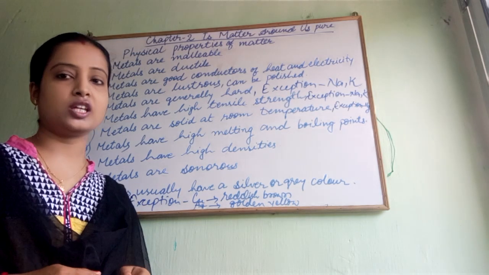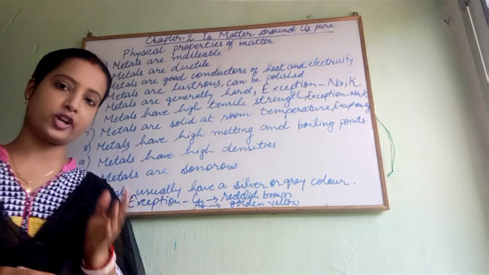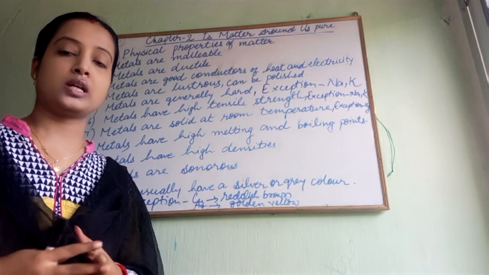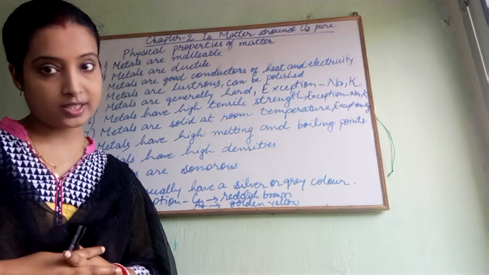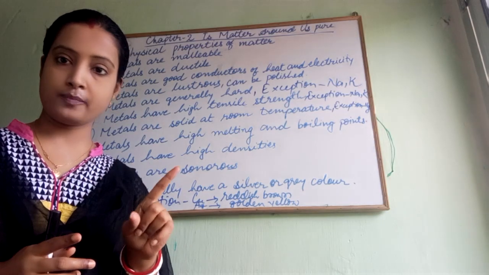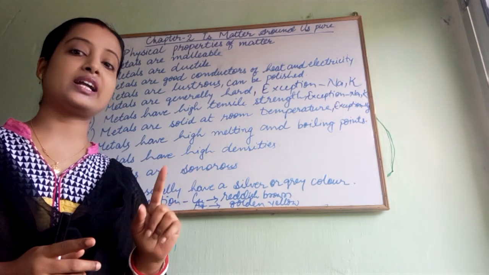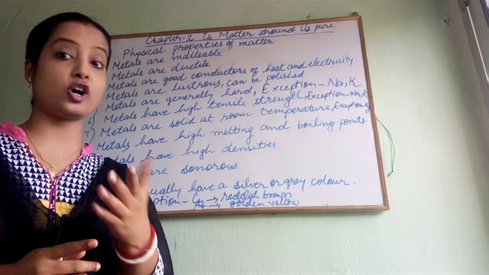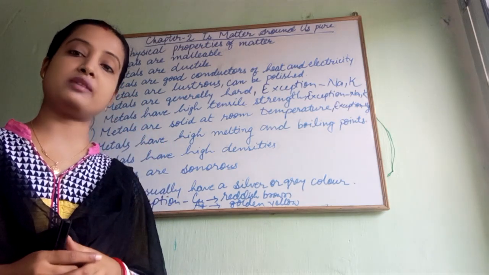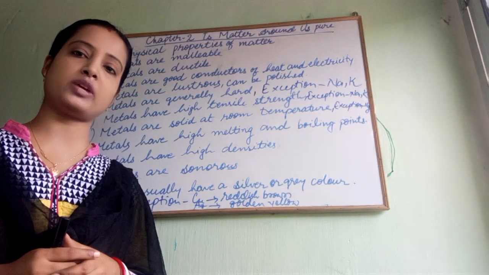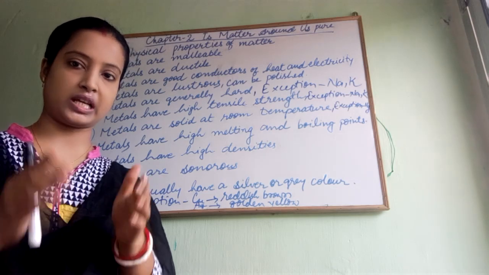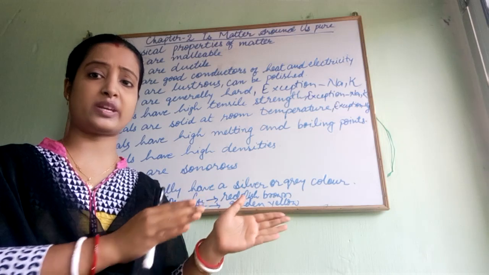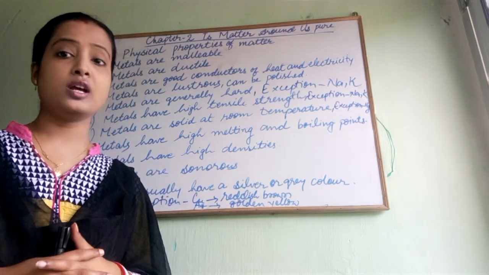Now let's start with non-metals. As you already know, what do you mean by non-metals? Just opposite to metals. The elements which are non-malleable, non-ductile, and are non-conductors of electricity, that is called non-metals. Or you can also say that those elements which have the tendency to always make negative ions, whenever they combine with another element, that is called non-metals.